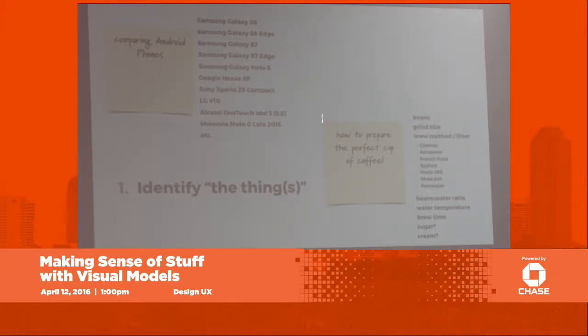So with coffee, when you dive into research, you learn the things to think about. The properties are beans, and there's a whole bunch of stuff there: grind size, the brew method and the filter, the bean-to-water ratio. But you notice these are all complementary, parallel things, but they're all things to identify and inspect. I put those side by side because it's easy to talk about, and then you go to create a model on this.